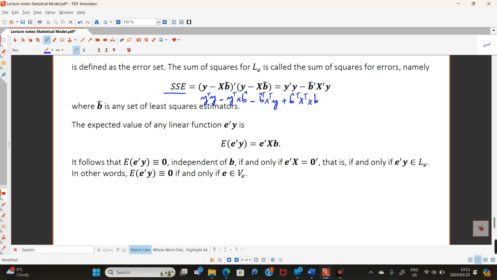Interestingly, the expected value must lie in that space. So once again, the expected value of a prime y is in V_E, or this small e or capital A, and you can easily find it since e prime is a fixed coefficient, a constant, non-random. So it comes out of the expected value, and you can easily write it as a prime times the expected value of y. But we already know that the expected value of y is given by xb, so the expected value of e prime y is equal to e prime xb.